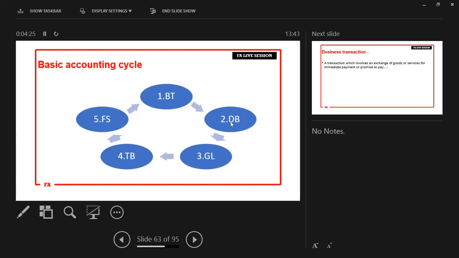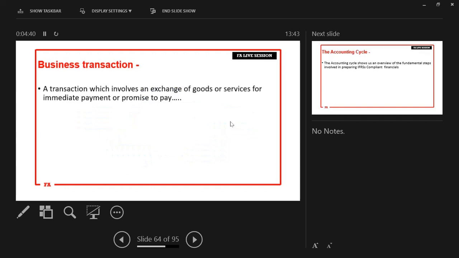We start our accounting cycle in basic terms from the business transactions. A business transaction is a transaction that involves an exchange. Allow me to go to this particular statement here. A business transaction is a transaction that involves an exchange of goods or services for immediate payment or a promise to pay. It's as basic as that. It is as simple as that. So when you go to ShopRite and you get your goods that you want to buy from there, and you go to the counter, a business transaction is taking place there. And that business transaction is called a cash transaction.